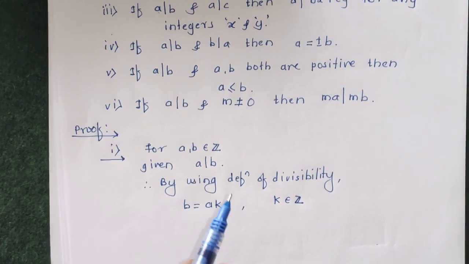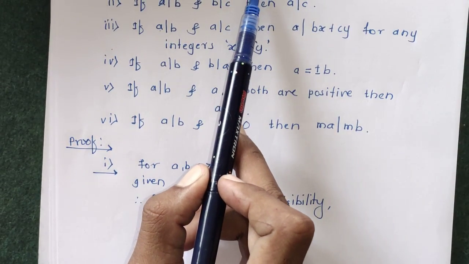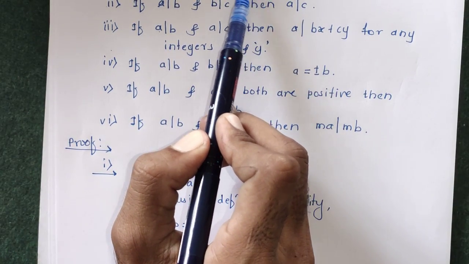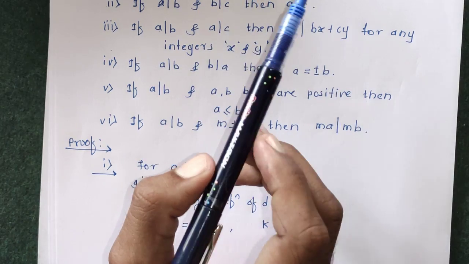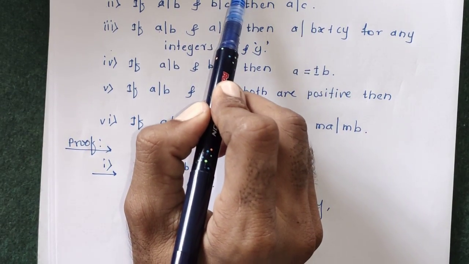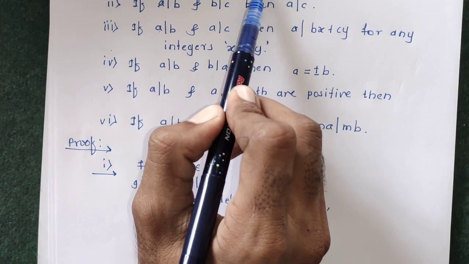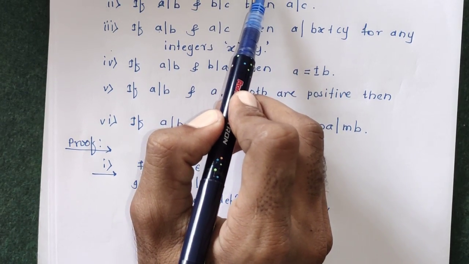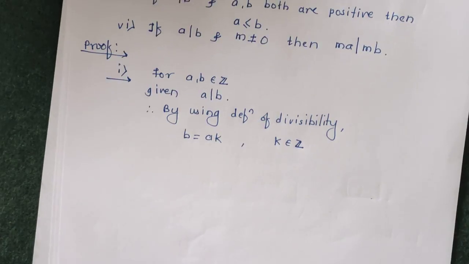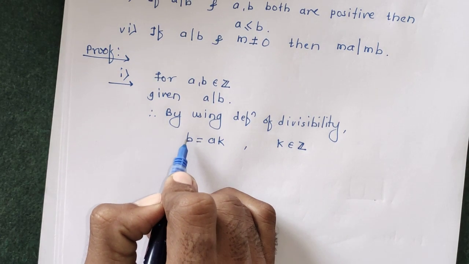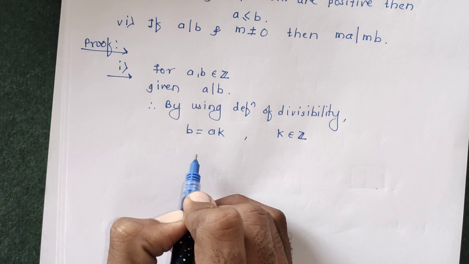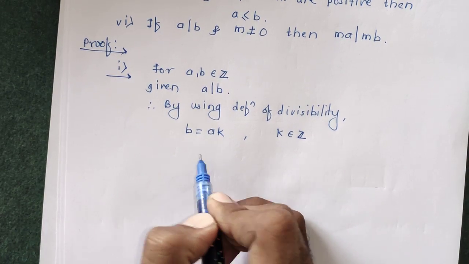Now what do we have to prove? We have to prove that A divides B into C. That is, we have to prove that B into C is divisible by A. B into C must be written in the form of a multiple of A, that is B into C is equal to A into some other integer, where we have B equal to A into K.